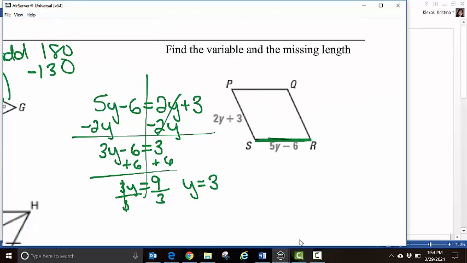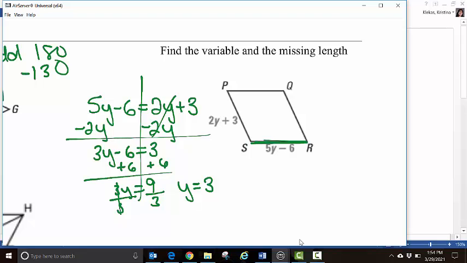So that's finding the variable. Now we want to know how big the sides are. Well, let's see. 2 times 3 is 6, plus 3 is 9. So every side would have to be 9.